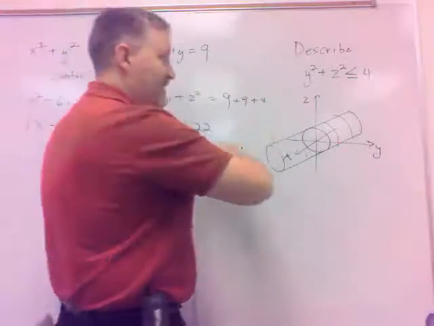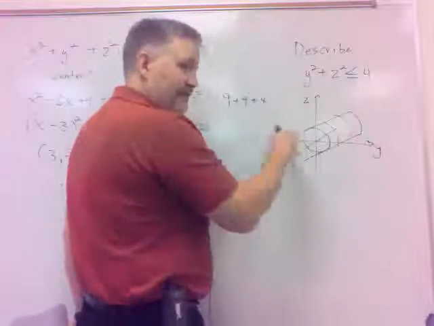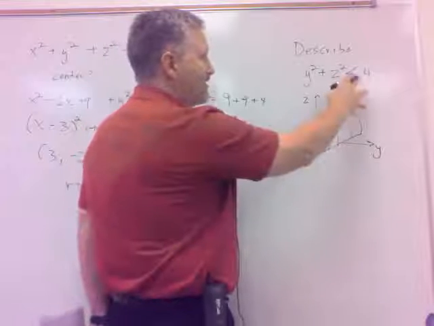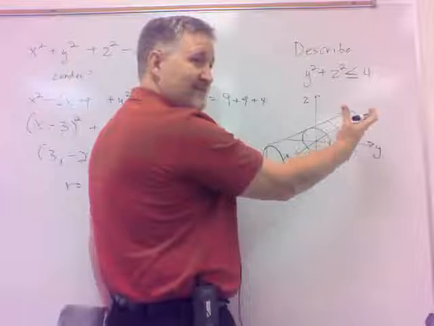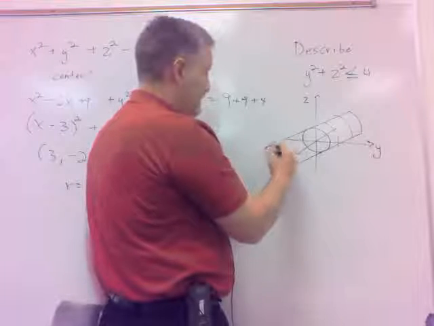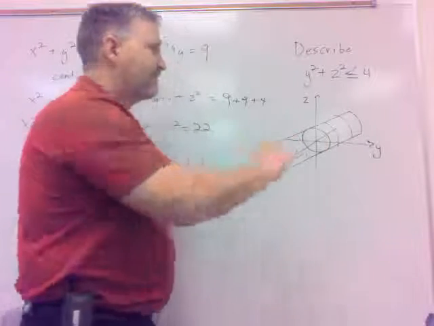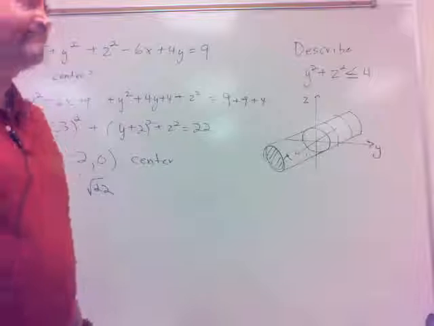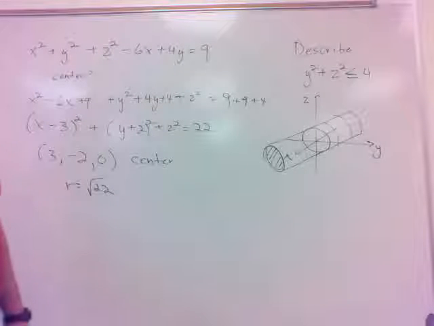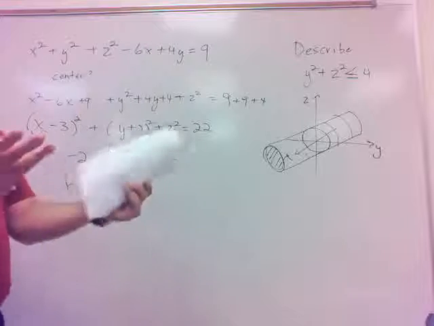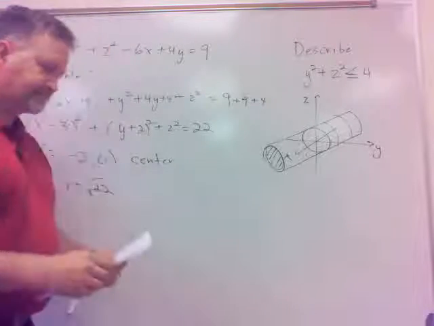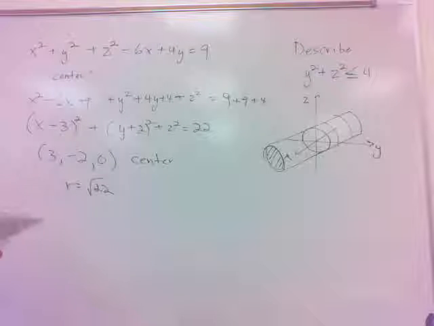The inequality, but that's equals. So the outer part is what we're talking about there, the tube. The inequality says we want it less than or equal to 4, so the less than part would be inside that, wouldn't it? So it's the solid tube, right? That's what it would include: the outside tube and then everything inside.